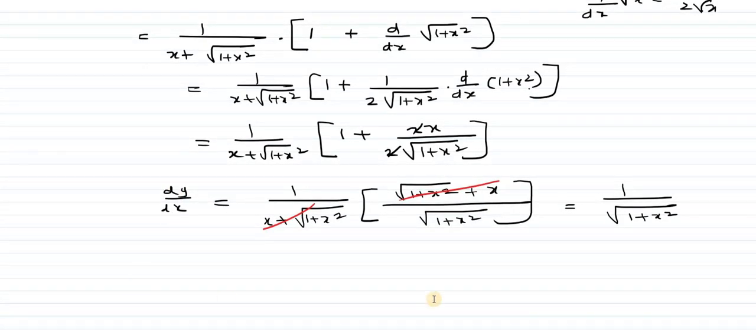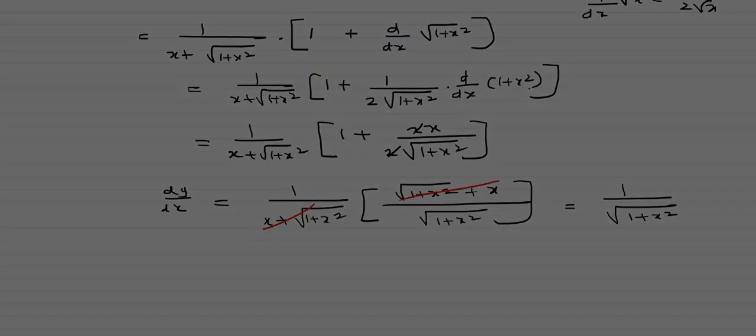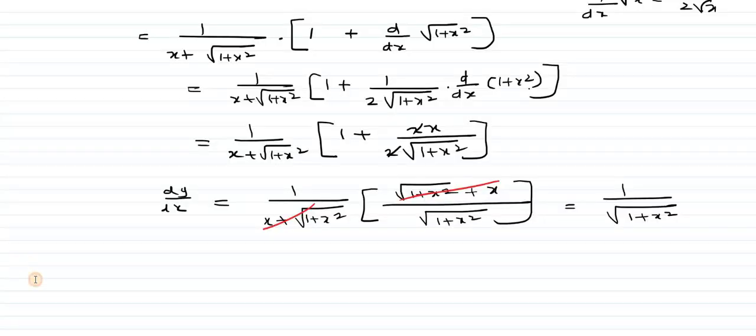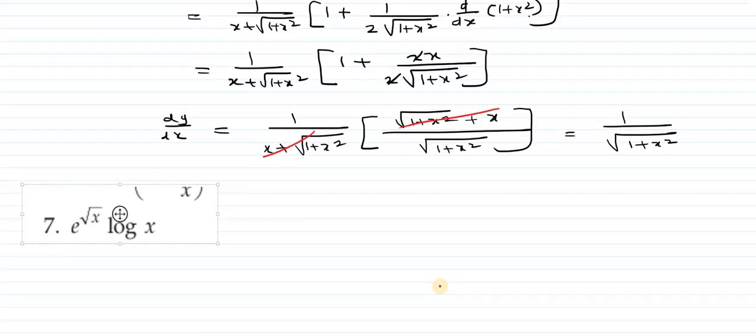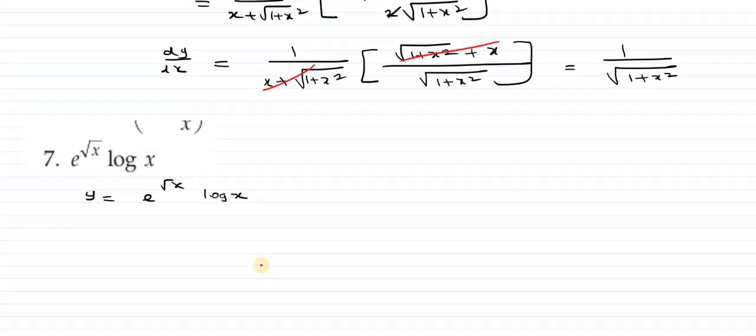Next is, shall I? Seventh sum. Here you may use the product rule, okay? Because there are two functions, e power root x and log x, correct? So y equal to e power root x log x. Use the product rule and do it.